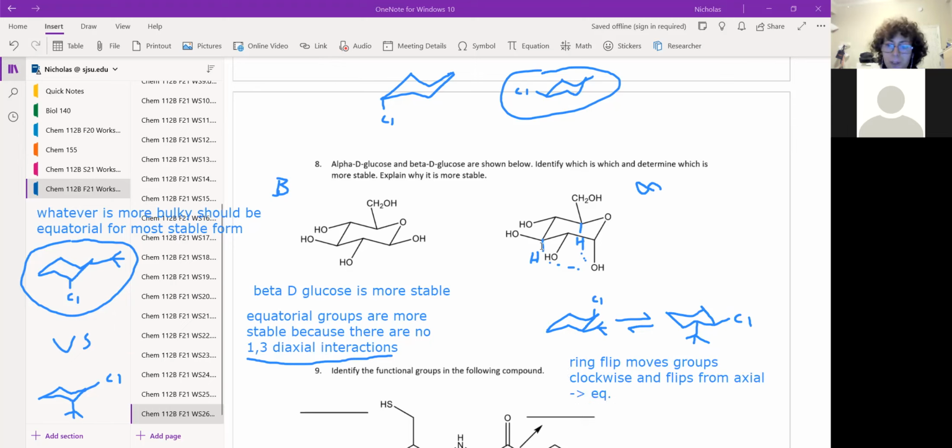So just as a general note, that's what ring flips are. And there is a special name for this position I'm circling in red. That's where a hemiacetal is, but if it's a sugar, there's a special name for it. Does anybody remember what it's called? It starts with an A. Yeah, it's the anomeric position. So where the hemiacetal is in a sugar, that is called the anomeric position.